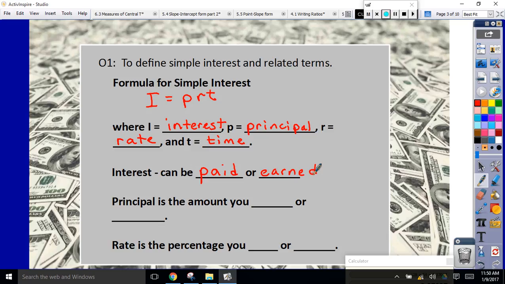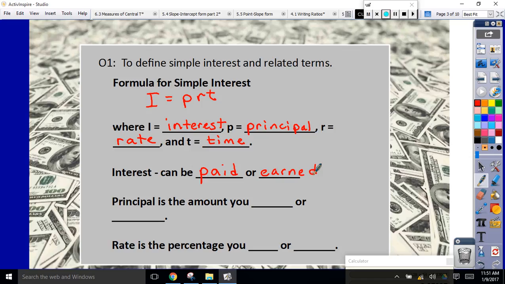You also have to pay interest sometimes. Can anyone tell me an instance in which you may have to pay interest? Bella? If you get a loan and you pay it back, and the amount of time it takes, you might have to pay more. Right. So when you get a loan, the bank does not give you that money for free. You have to pay them to let you use the money. So you have to pay interest.